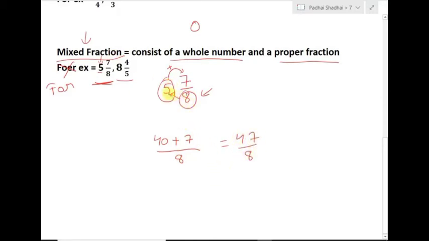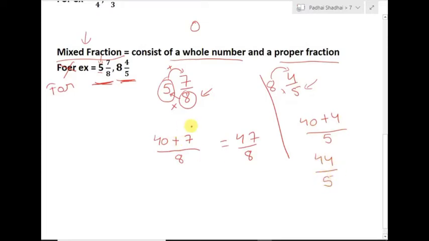We have to multiply the whole number and denominator and then add the numerator. Let us take another example, 8 integer 4 by 5. First, 8 fives are 40, and then we have to add the numerator, that is 4. The denominator stays downside only, so it is 5. So 44 by 5. Remember this, beta. Always remember how to convert a mixed fraction into an improper fraction.